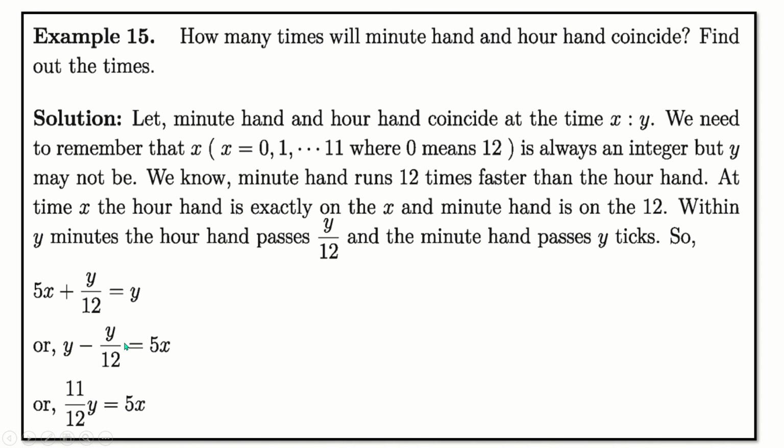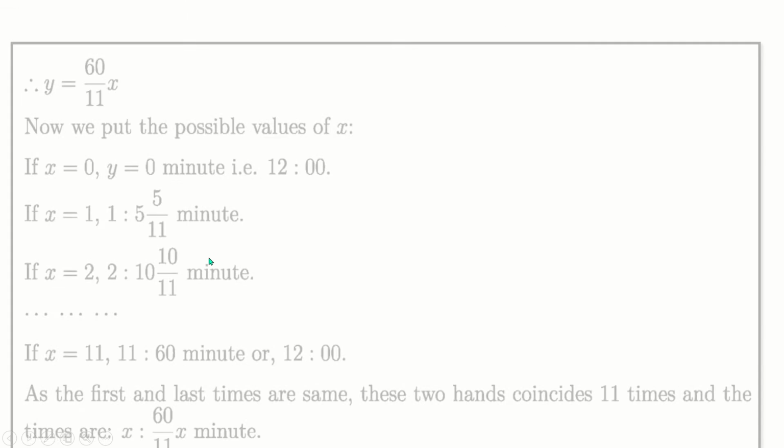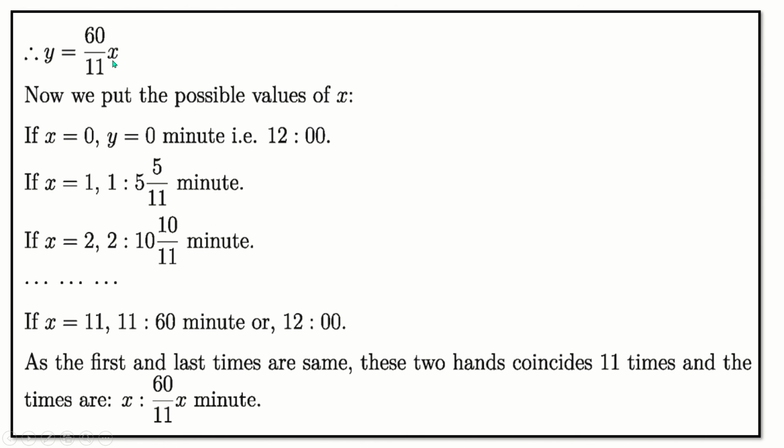Now calculate: y equals 5x plus y divided by 12, so y minus y divided by 12 equals 5x. Here it will be 11 divided by 12 times y equals 5 times x. Therefore y is equal to 60 divided by 11 into x. Now we put the possible values of x, as x was 0 up to 11. When x is equal to 0, y is equal to 0.